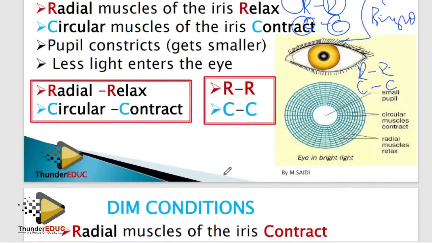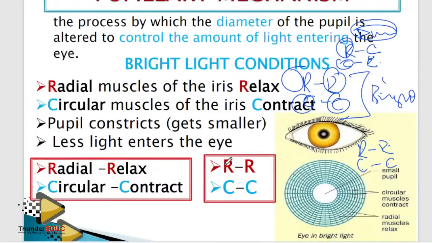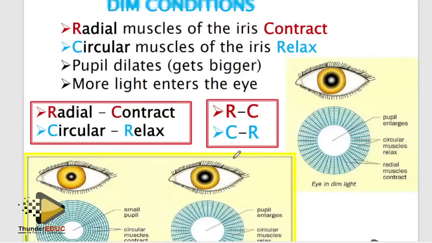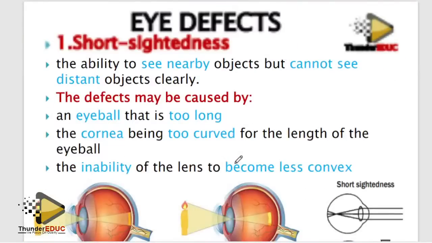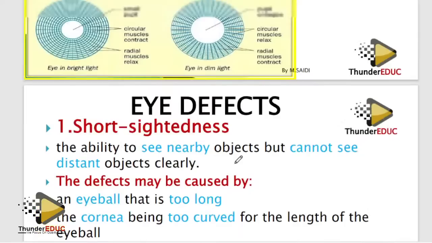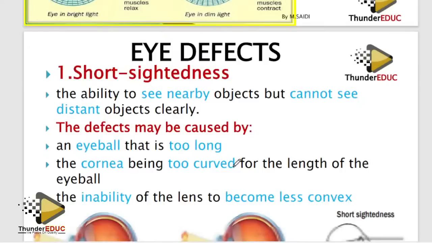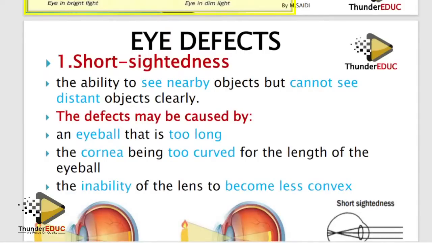So please make sure that you memorize one. Bright light, R with R, C with C. You don't mix things up. While in dim light, you mix them up. Done. Don't waste too much time, guys. This one sometimes is a challenge for some people, but it's not that big a deal.